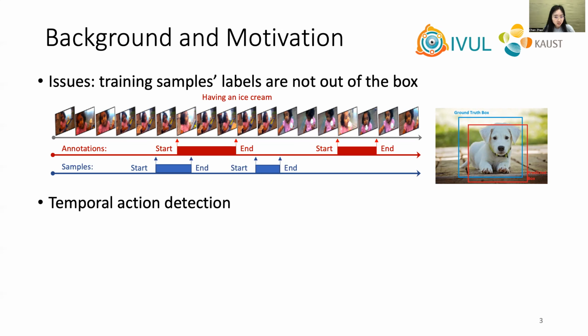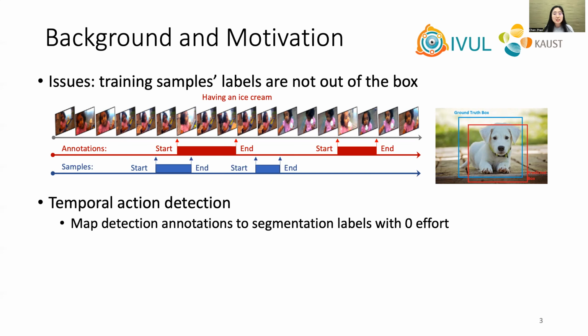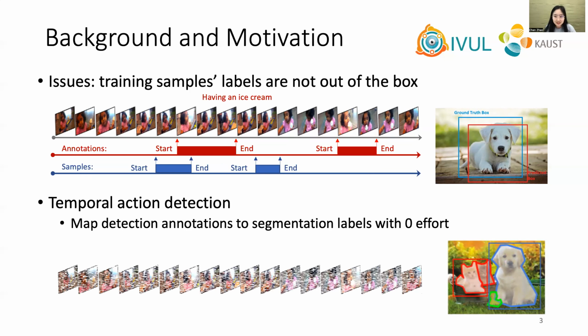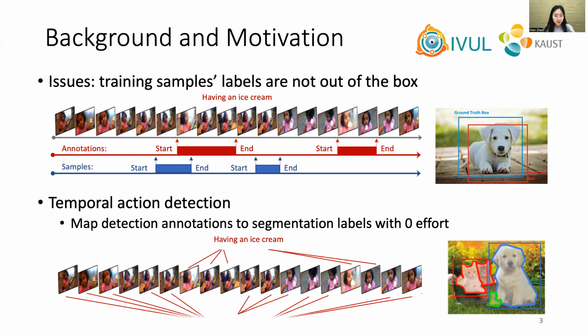Instead of using the annotations the same way as in object detection, we can map them to segmentation labels. In 2D images, as shown on the right, object detection and segmentation labels encompass different areas. But in video sequences, temporal segmentation labels can be obtained from detection annotations with zero effort due to its 1D property. Based on this, we propose the following semantic segmentation-inspired TAD framework, SegTAD.